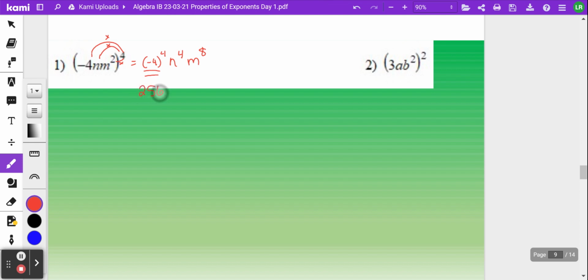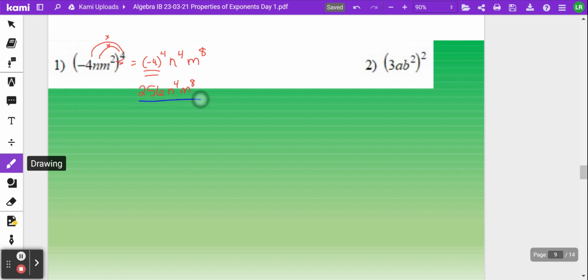Now, I do want to point this out at this point: this is correct. Some people will write it like this. M to the 8th, N to the 4th. Those are the exact same thing. There's no difference between those two problems.